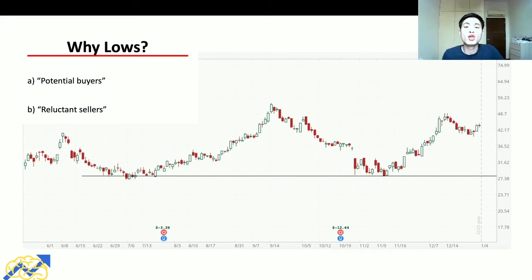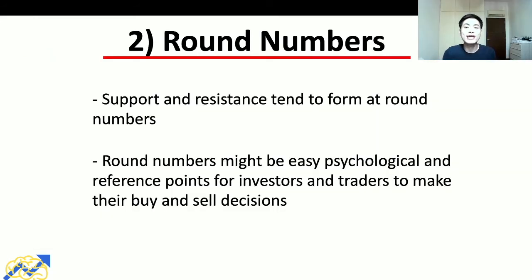And this relatively lower supply of the stock at that price level means that prices are likely to bounce up from that price level. And those are the two main reasons why previous lows tend to become support levels. The second way to find and identify support and resistance levels on a price chart is using round numbers. Support and resistance tends to form at round numbers.